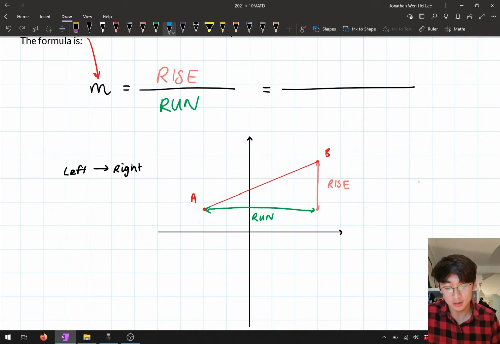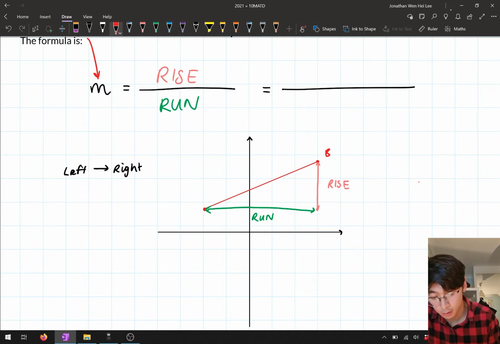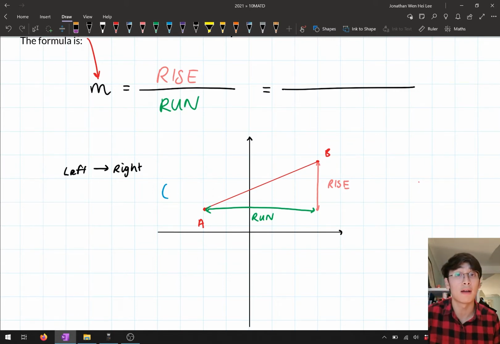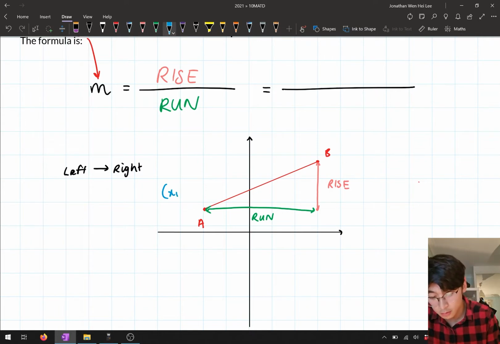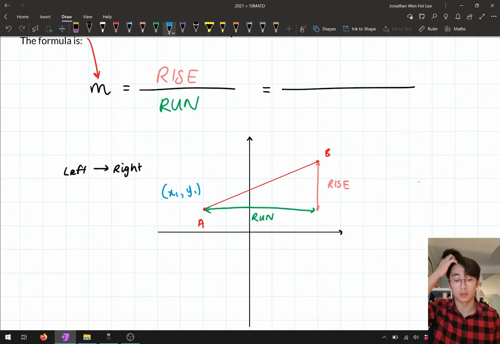And the way that we do this is if we read from left to right, we're going to just call our A coordinate our first coordinate. So here, this is my first coordinate. I'll just call it A again. But I'm just going to give it these coordinates. I'm going to give it the coordinate x1 because it's my x coordinate of my first coordinate, and y1 for the y coordinate of my first coordinate.